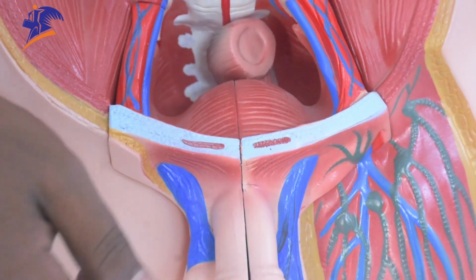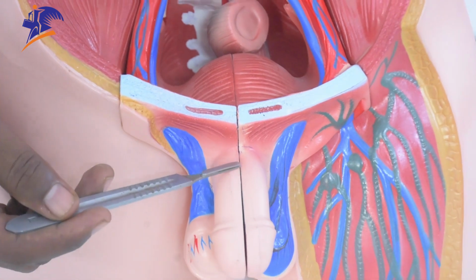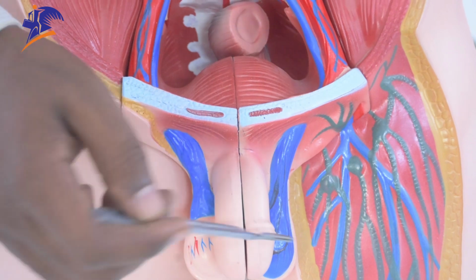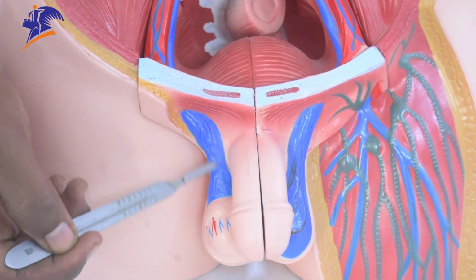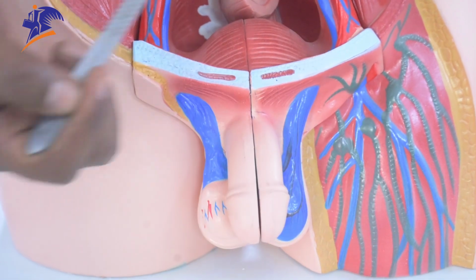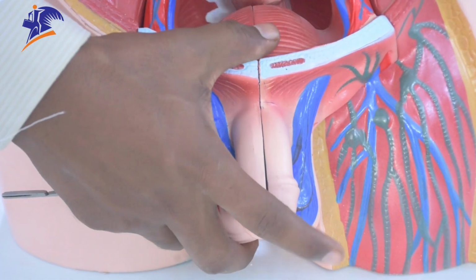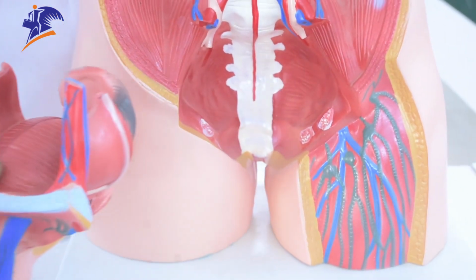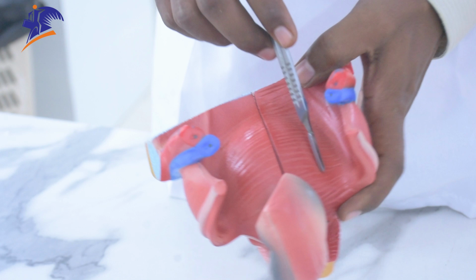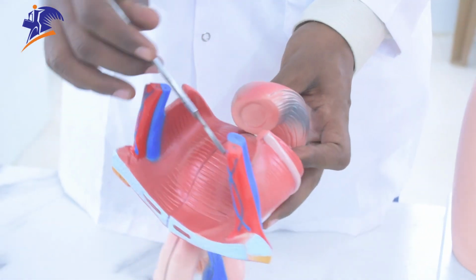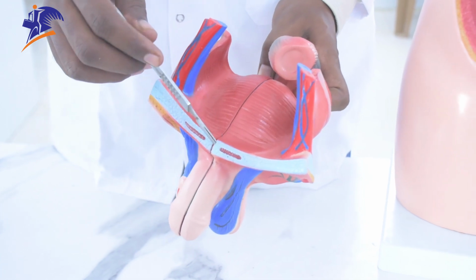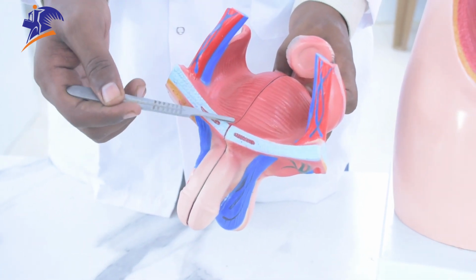This is the external male genitalia: the penis, glans of the penis, and two testicles or testes. This is the spermatic cord. The testes are covered by the scrotum. When we remove this part of the male mannequin, we will see the urinary bladder clearly. The urinary bladder is superiorly covered by the pelvic peritoneum, and anteriorly it is related to the pubic symphysis, or symphysis pubis.